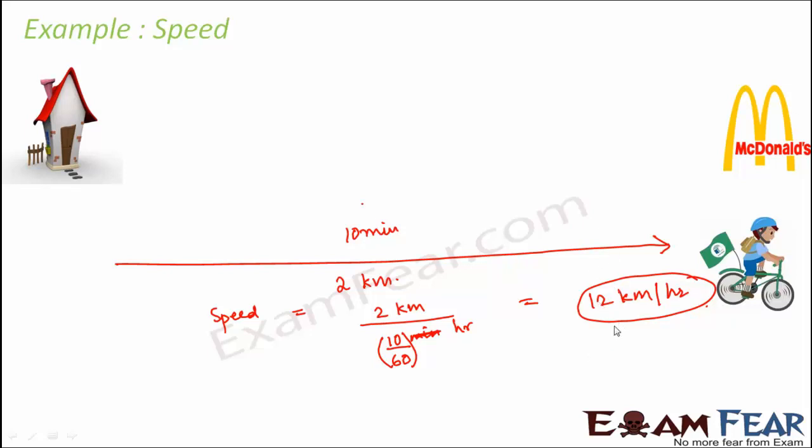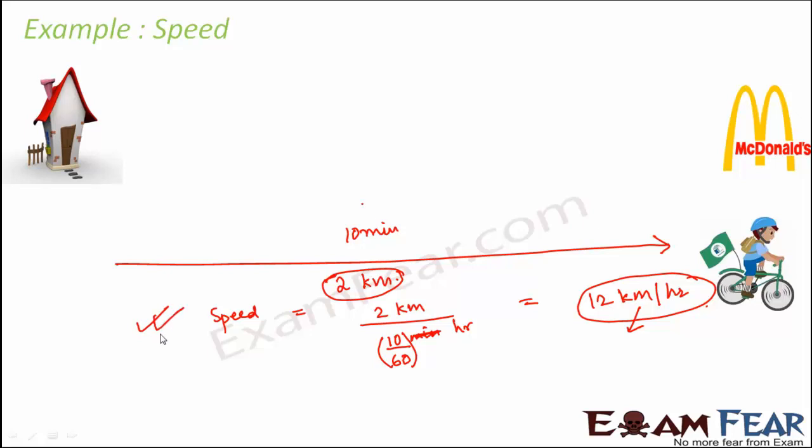Now what does this 12 kilometers per hour mean? Literally it means that the boy traveled 12 kilometers in 1 hour, but actually he traveled only 2 kilometers. But speed tells us that this is the rate at which he moved. Had he traveled for 1 hour, he could have covered 12 kilometers. So it just gives you the rate, the distance which the person could have covered in 1 hour or in 1 second or in 1 minute, with respect to whatever unit of time you are referring to. So that is how we calculate speed.